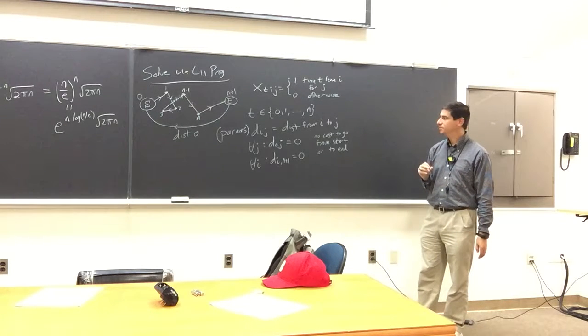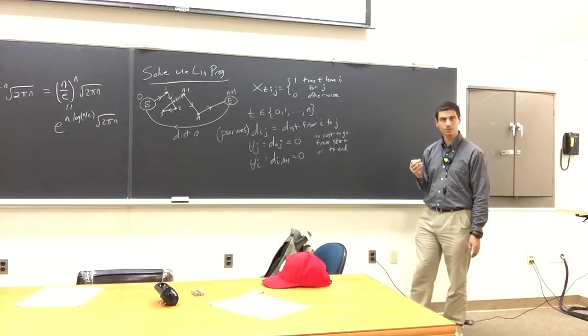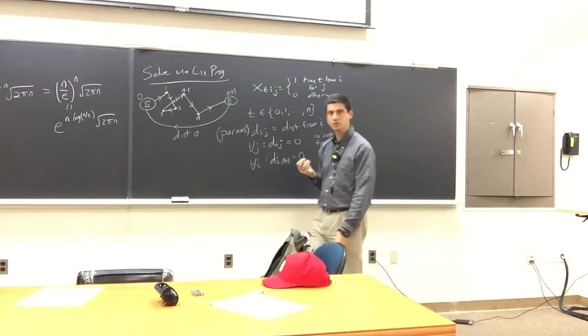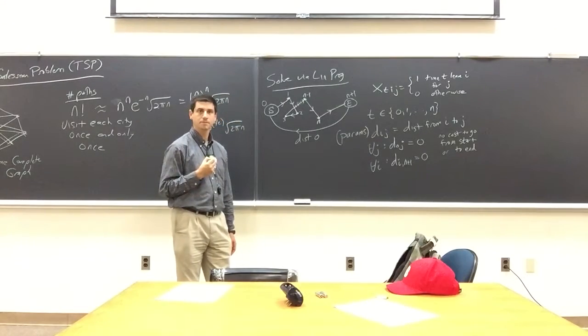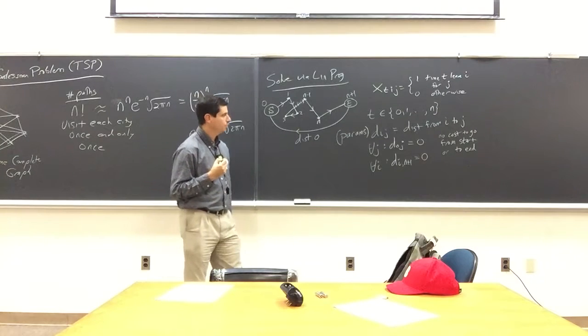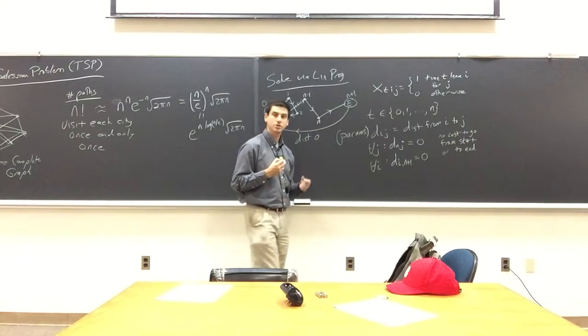Okay, are there any other parameters we need? So we've got the distance between all the cities. We've specified our times. We've specified our binary variables. Is there anything else we need? You only want to visit each city once, right? So we only want to visit each city once. So that's not a parameter, but that's now a constraint.